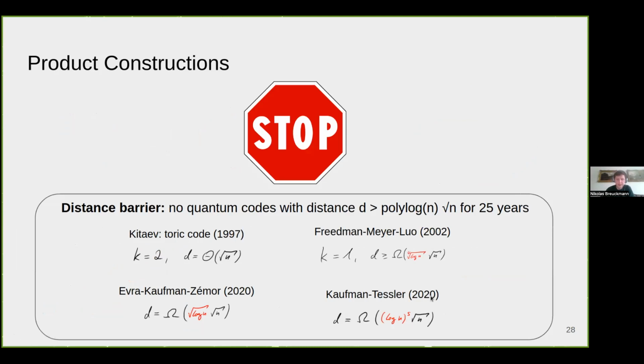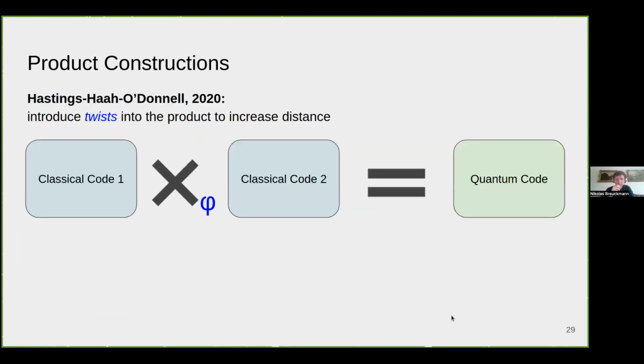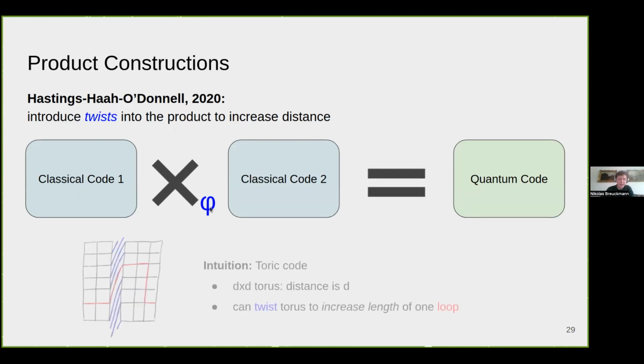I was saying there was this issue with the distance scaling. However, there was a breakthrough by Hastings, Haah, and O'Donnell, who improved on this. The idea is essentially to introduce twists. We don't have just a normal Cartesian product, but some sort of twisted product. Again, to give you some intuition for why this works, let's look at the toric code again. If we have a d by d torus, then the distance is d, because this is the length of the shortest loop. However, we can twist the torus, and this, in effect, increases the length of one of these loops.